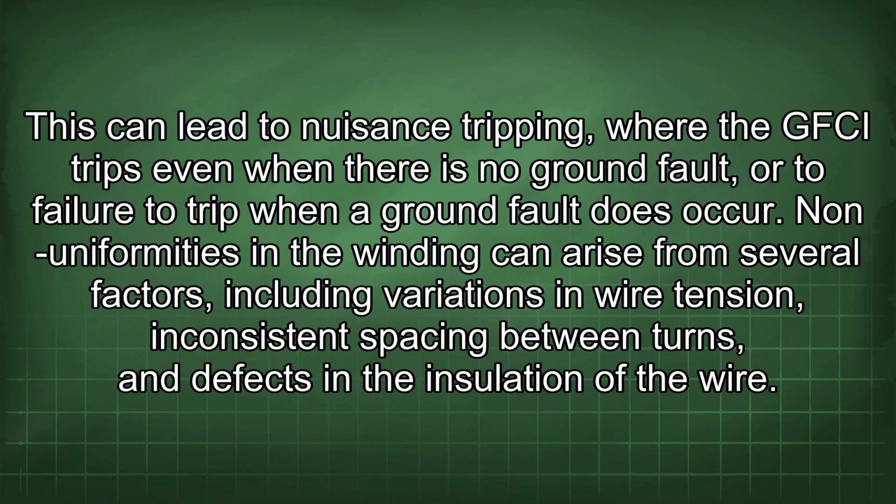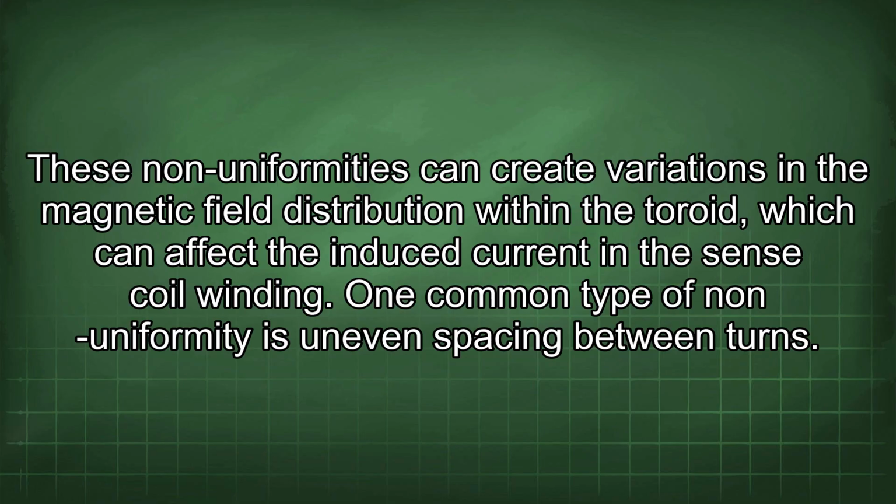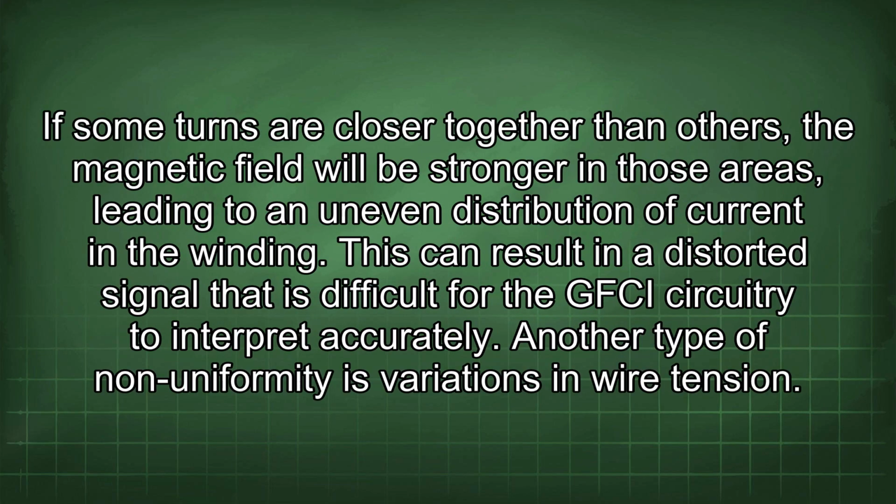Non-uniformities in the winding can arise from several factors, including variations in wire tension, inconsistent spacing between turns, and defects in the insulation of the wire. These non-uniformities can create variations in the magnetic field distribution within the toroid, which can affect the induced current in the sense coil winding. One common type of non-uniformity is uneven spacing between turns. If some turns are closer together than others, the magnetic field will be stronger in those areas, leading to an uneven distribution of current in the winding. This can result in a distorted signal that is difficult for the GFCI circuitry to interpret accurately.